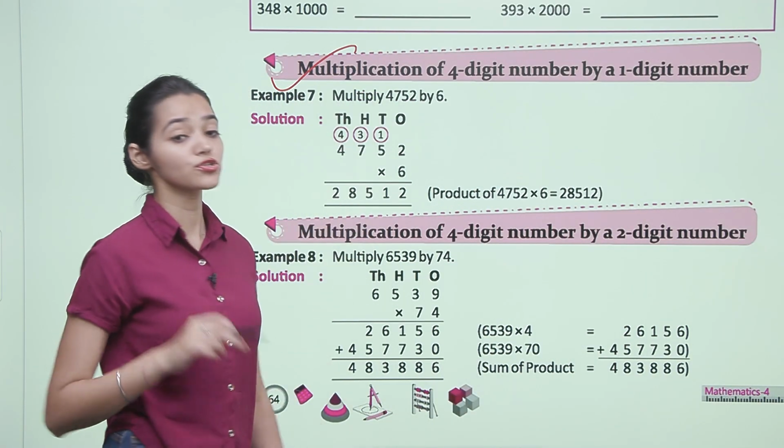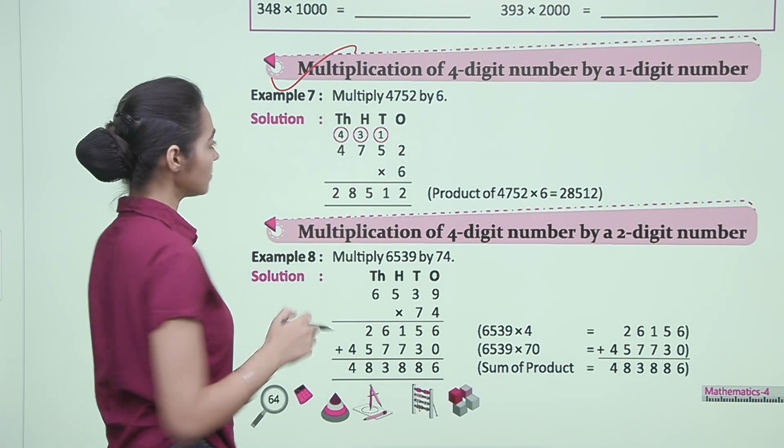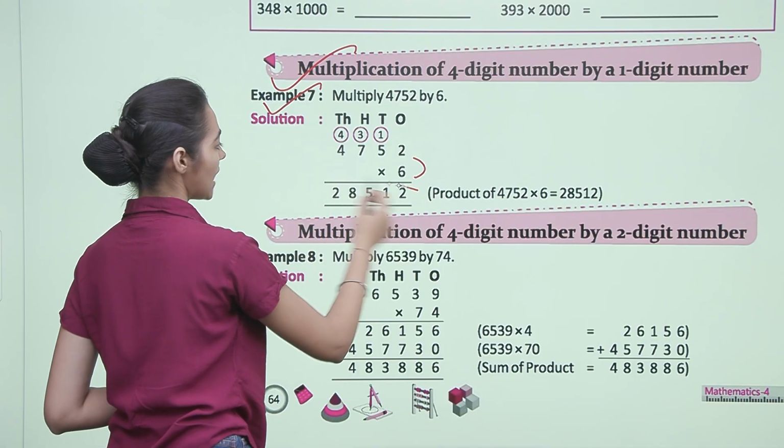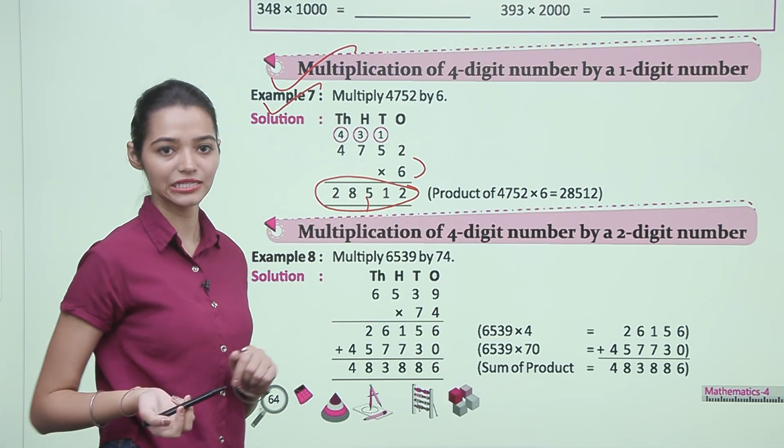Now let's start with multiplication of a 4-digit number by a 1-digit number. For example, we have to multiply this number. We multiply it by 6 and 28,512 is the correct answer.